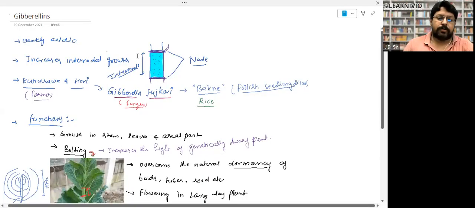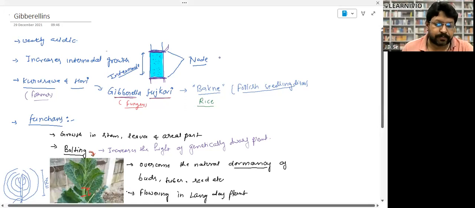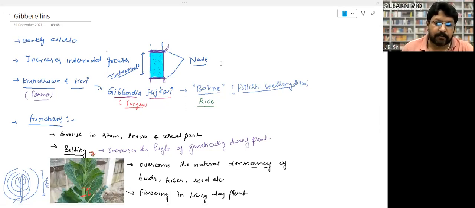Look, so what I was saying, there is a node and internode. The internodal length is increased with the help of this hormone. It was discovered by Kurosawa and Hori. So Kurosawa was a farmer, right?